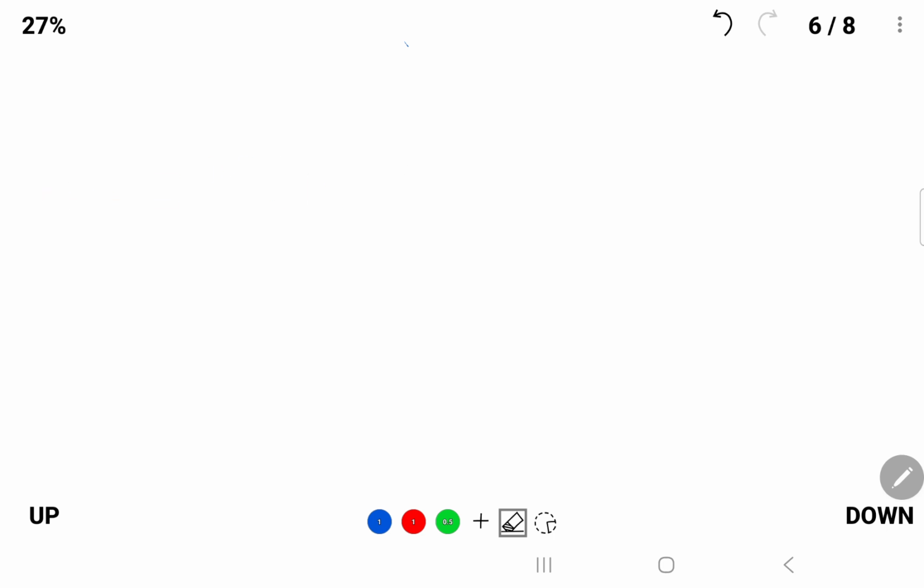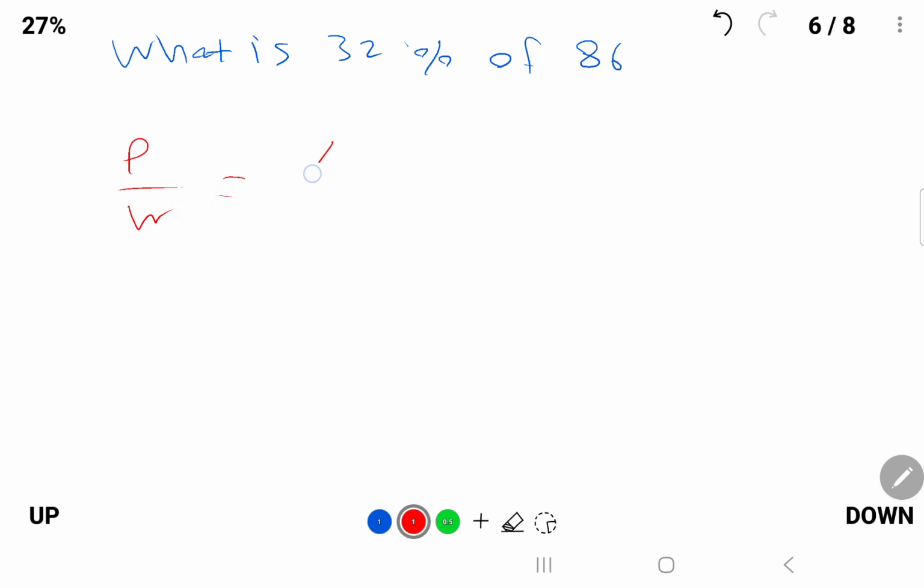Another example, let's say we have what is 32% of 86. First, part over whole equal percent over 100. Now part is x, we need to find it, and whole is 86, equal percent is 32 over 100.